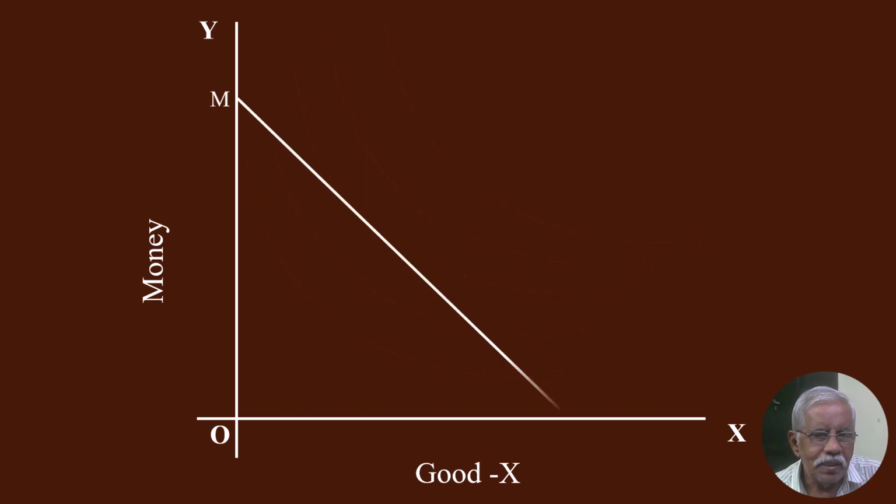Unlike this, a budget line is drawn on the basis of the income and the prices of the two goods. A budget line also consists of a number of combinations, but the consumer can buy any combination on the price line or budget line. We know the consumer always prefers to buy a combination on the budget line. This basic knowledge about the indifference curve and budget line is essential to understand consumer surplus in terms of indifference curve analysis.